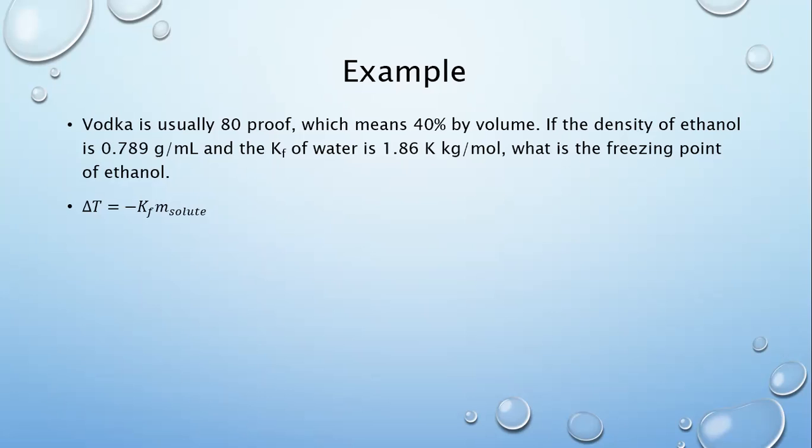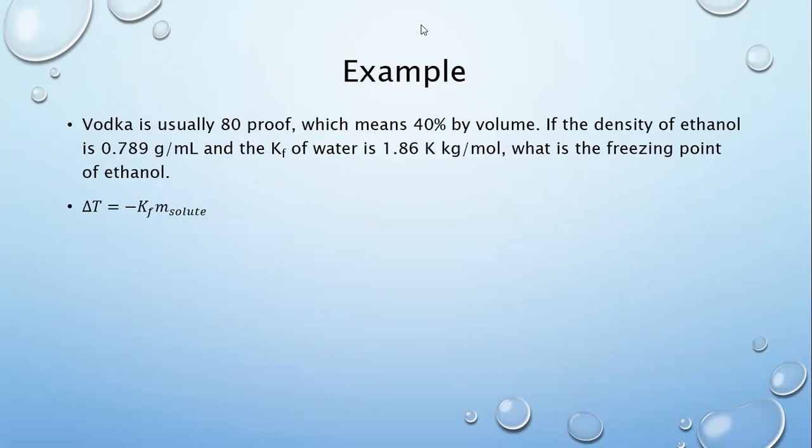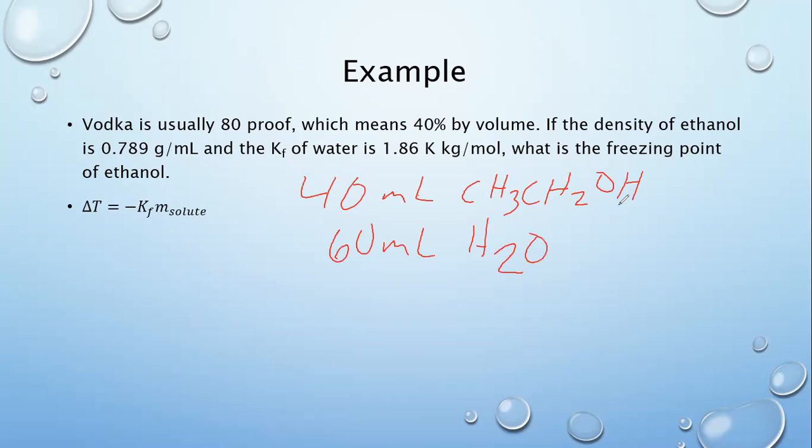So, looking at that, 40% by volume means 40% ethanol, 60% water. So we're going to say 40 mL of ethanol, CH3CH2OH, and 60 mL of water. Now we're going to make one little assumption, that water is approximately 1 gram per mL. So we're going to say that's 60 grams. Now, this guy, we can't make that assumption.